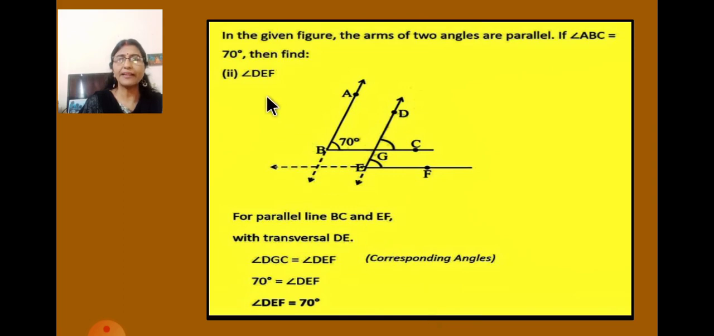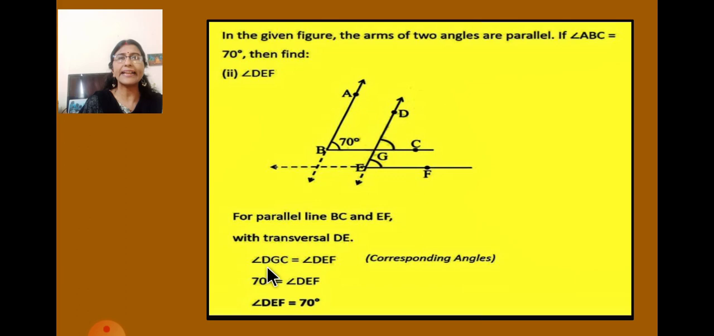Now the second part of the same question, we have to find out the angle DEF. You can see here you have to find out this angle. Now for parallel lines BC, these are the two parallel lines, where this is one line and this line is extended. You can see these two are parallel lines, and the transversal is DE.